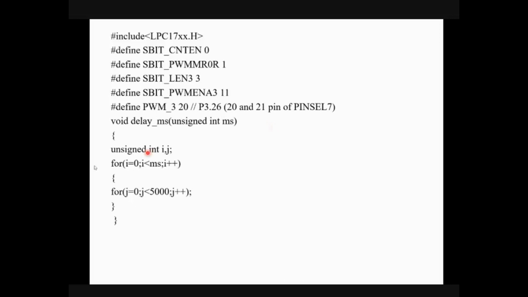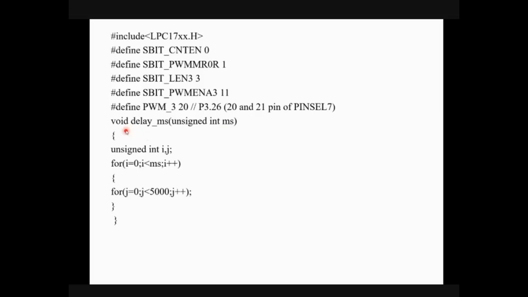Now, we need to have some delay in setting or sending the value into the internal register of the PWM. That delay function will be performed by this delay program. Void delay underscore ms, and we are giving the name ms for this delay. It is an unsigned integer ms.